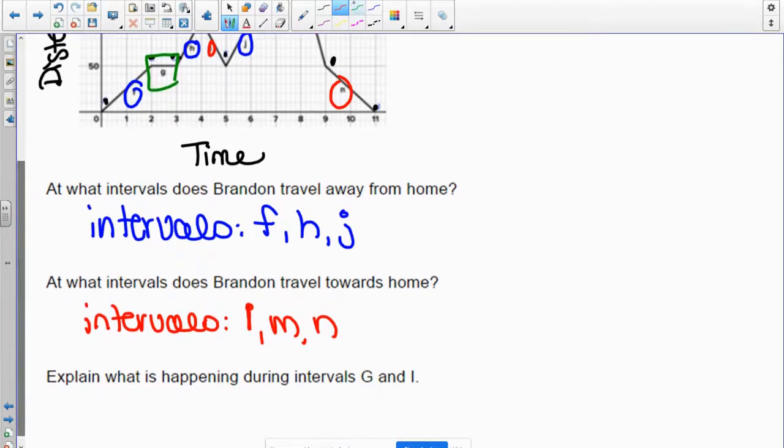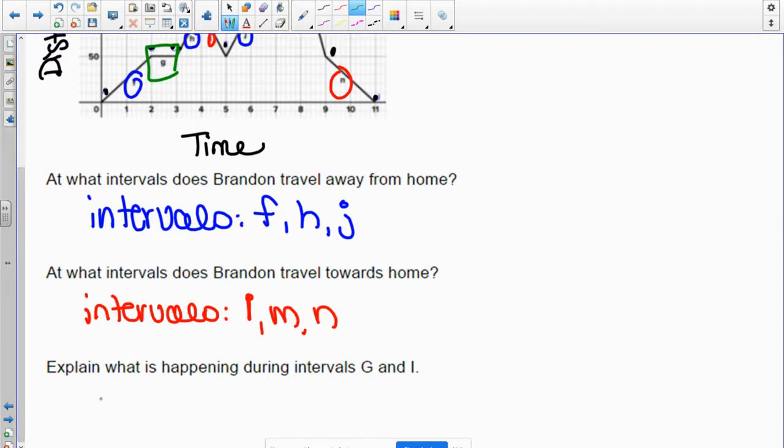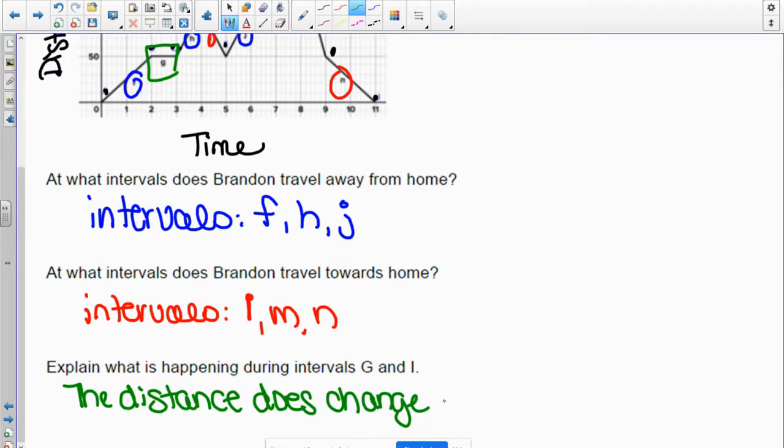What's happening is it's not moving. So the time's going on, but his distance is not moving. So we could say he took a break. The distance doesn't change as time goes on. Okay, so some kind of break. He's just sitting there. Maybe he's enjoying a sunrise. Maybe he decided to stop and get something to eat. But time is going forward while the distance is staying the same.